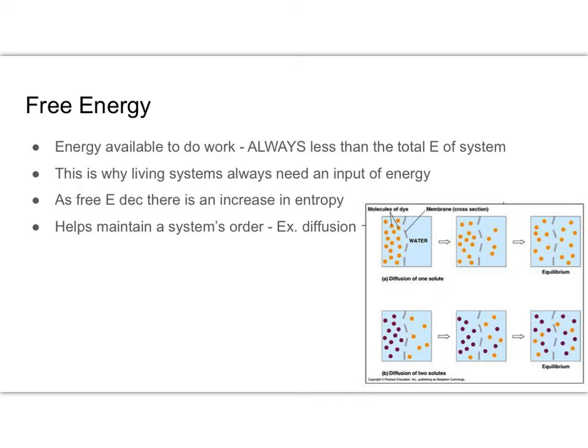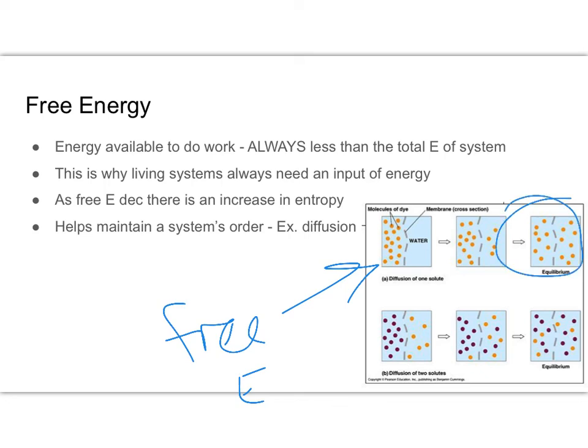So let's look at that here. If I've got all these molecules here concentrated on one side of this membrane, they are more organized. And the more organized those molecules are, the more free energy they have. They can do more work. They can power a concentration gradient better. They have more free energy. They can do more work. So the result is they're going to spread out and try to reach equilibrium.